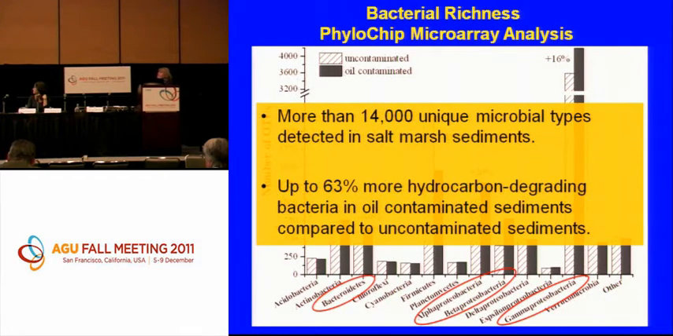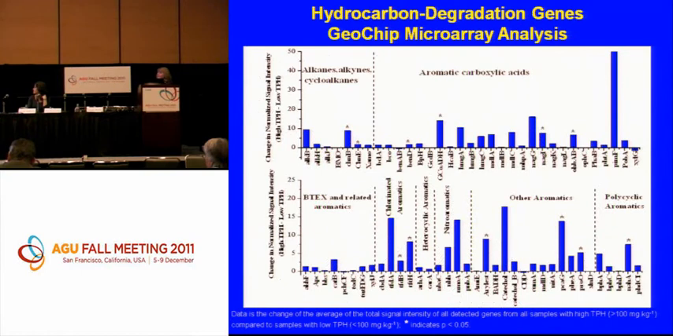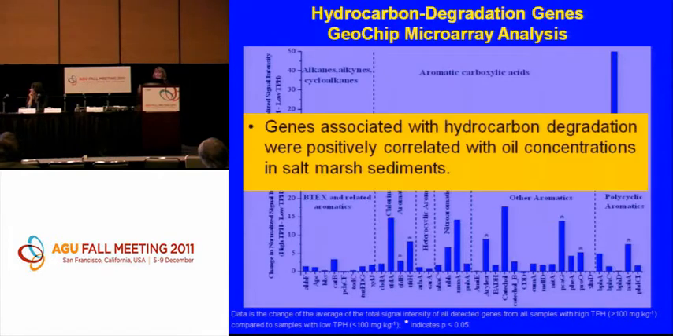In addition, there was 63% more hydrocarbon-degrading bacteria in those samples that contained oil versus those that did not contain oil. In addition to this analysis, we also ran a similar test by the GeoChip microarray analysis, which is similar in that where the PhyloChip measures the bacteria and the archaea that are there, the GeoChip determines the actual genes that are present in the sample. And if we take a look at the specific hydrocarbon-degrading genes for these sites, we see a positive correlation between the amount of oil that is in the sediment and the genes that are degrading them.